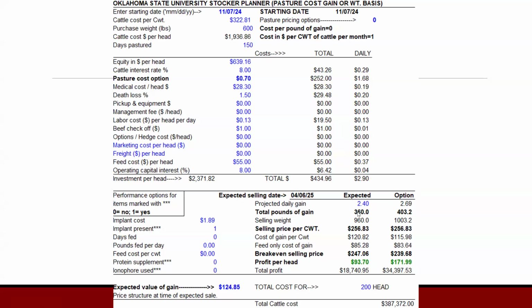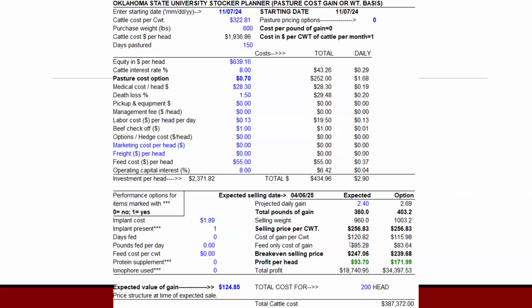Here's where I entered projected daily gain. So it's calculating average daily gain. So 2.4 times 150. They put on 360 pounds of gain. Selling weight, 360 plus 600 is 960. Selling price per hundredweight, you adjust that based off expected value of gain down here. Won't have you guys do that. It's a little more complicated than just punching in a number.